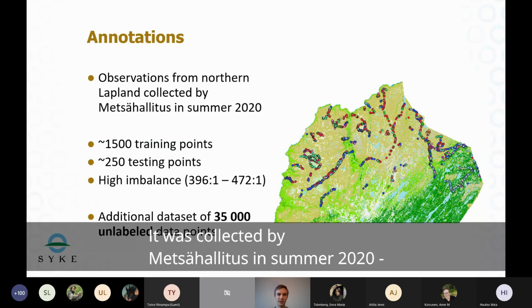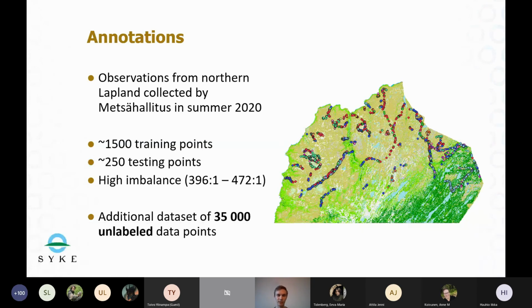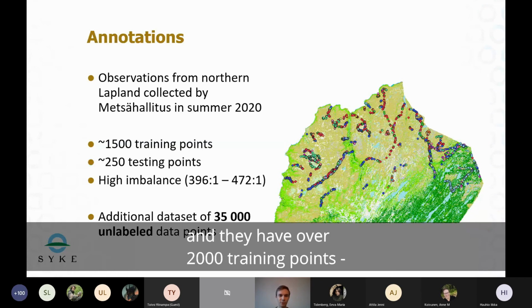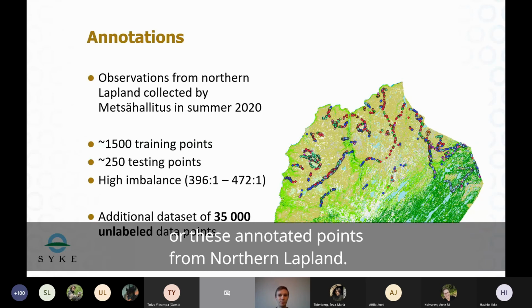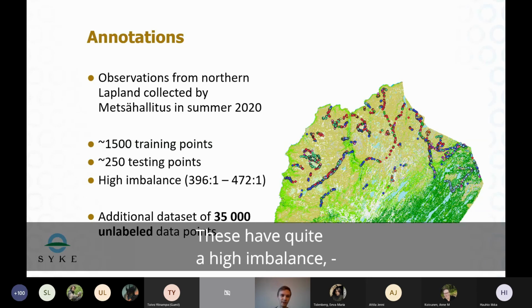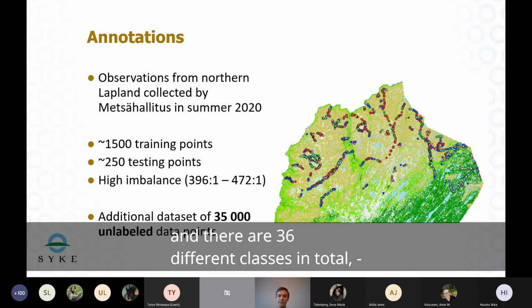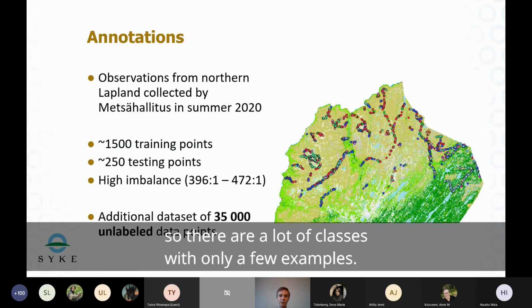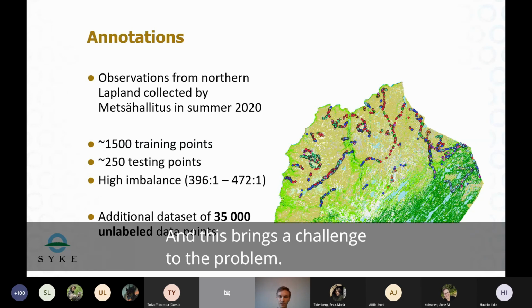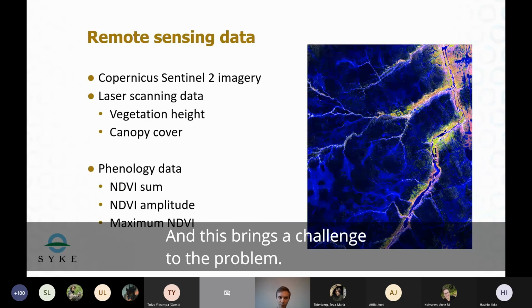It was collected by Metsähallitus in summer 2020, and they have over 2,000 training points, or annotated points, from northern Lapland. These have quite a high imbalance. A lot of points belong to five or six different classes, and there are 36 different classes in total. So there are a lot of classes with only a few examples, and this brings more challenge to the problem.